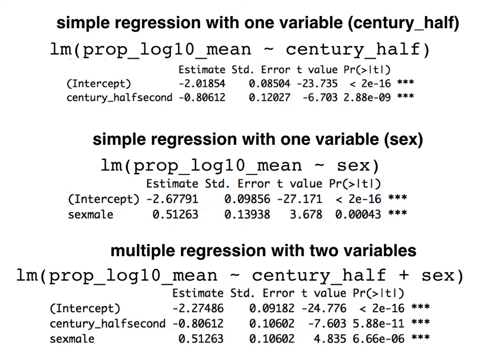You should be aware, though, that this is only because the data set is fully balanced. I made a point to have exactly the same number of data points in the 2x2 matrix of century half and sex. If you have unbalanced data, the multiple regression will take that into account when computing the estimates, so they will be a little different from your single variable models.